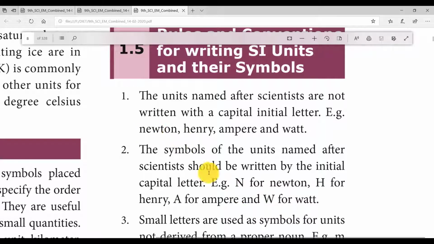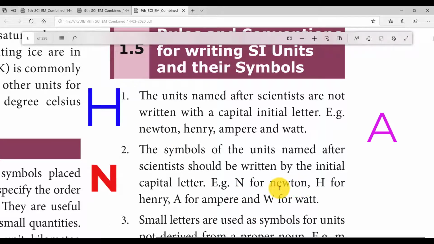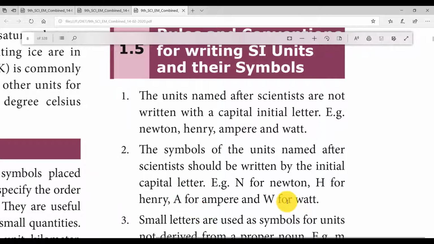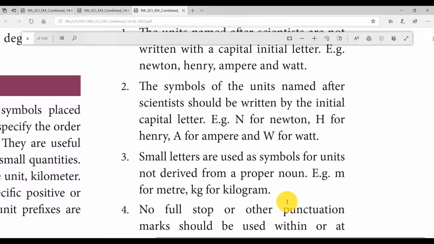Okay, here it is newton. If you want to write it in the full form, use small letters. If you want to write the symbol, then use only the capital first letter of the scientist. N for newton, H for henry, A for ampere and W for watt. Okay, now it is very clear.